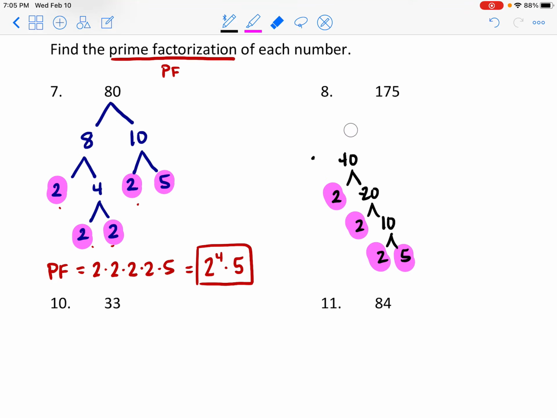Okay, so you get the same answer either way, whatever pair of factors you use. It just branches out like a tree, so we call this a factor tree. It'll take us to the same result. Okay, so let's try 175.